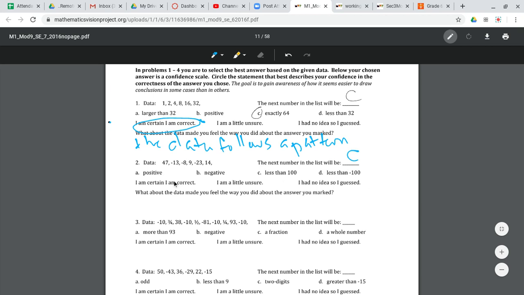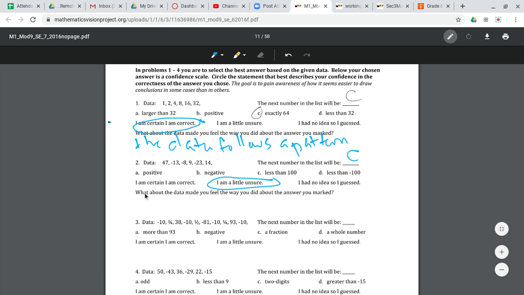Now, are we certain we're correct? A little unsure, or had no idea, we guessed. In this case, I would say you could either say you had no idea so you guessed, or a little unsure, because we used some reasoning and logic to work through this. So we're pretty sure it's going to be something less than 100, but we're not for certain. This could go who knows where, all the way up to 200, or it could go down to negative 105. We don't know for sure.